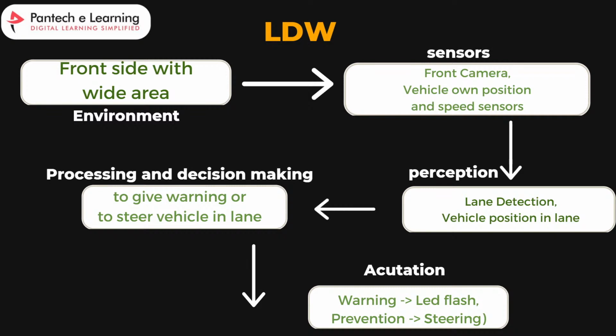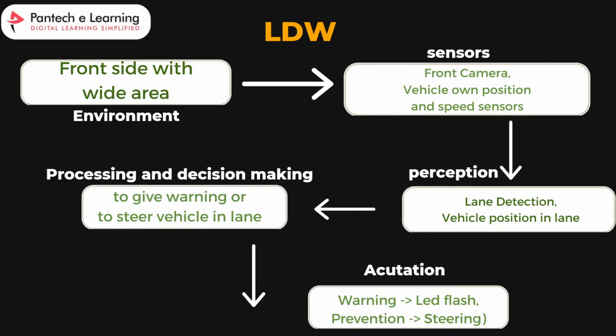Next one is the perception. In this perception, we have lane detection and vehicle position in lane. In lane detection, the system analyzes the images from the camera to identify the lane marks on the road. Next one is the vehicle position. Using the data from the vehicle's position sensors, the system determines whether the car is within its lane or not. So this is the perception.